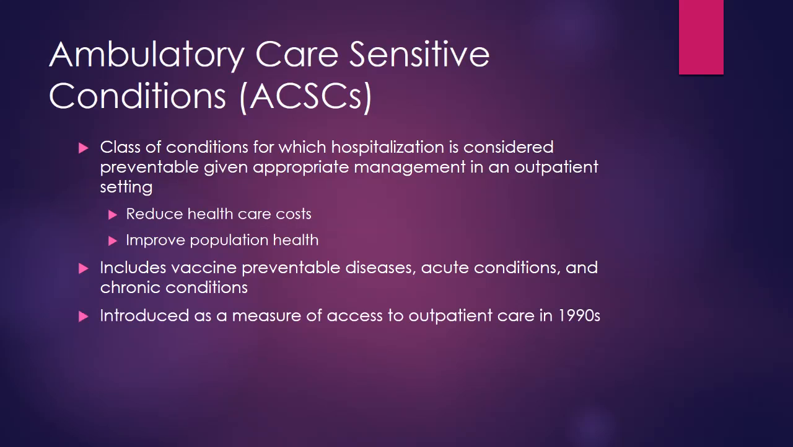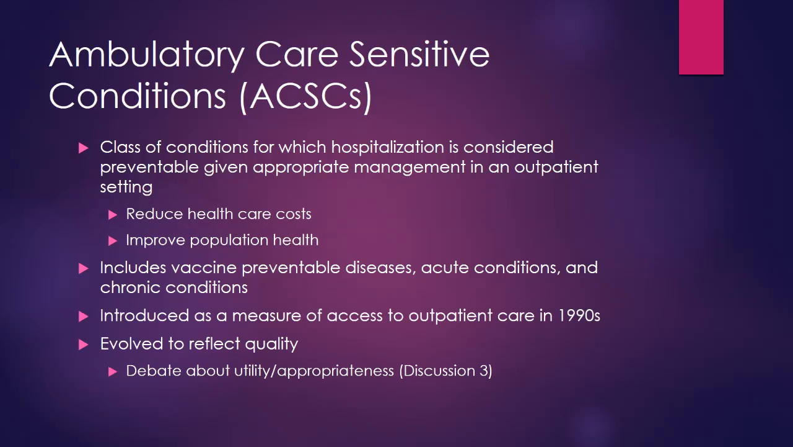This measure of ACSCs was introduced as a measure of access to care in the 90s. So, if someone didn't have adequate access to outpatient care, then they would have more of these hospitalizations for conditions that were sensitive to outpatient care. But more recently, they've kind of evolved to be measures of quality. And so there's an ongoing debate about whether this is really appropriate.